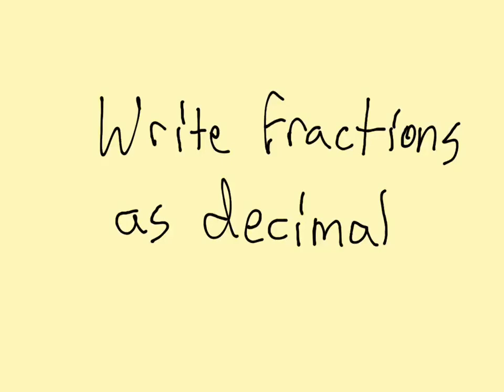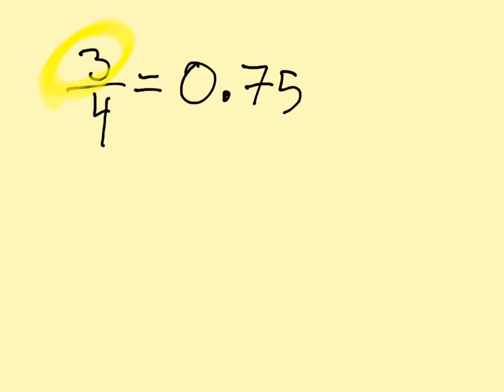We're going to talk about writing fractions as a decimal, and it's really straightforward. We all know that 3/4 is equal to 0.75 as a decimal. And since that 3 is first, let's take a look and see how to do this.